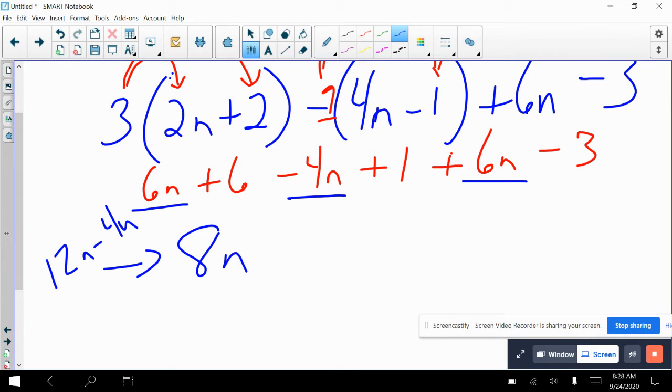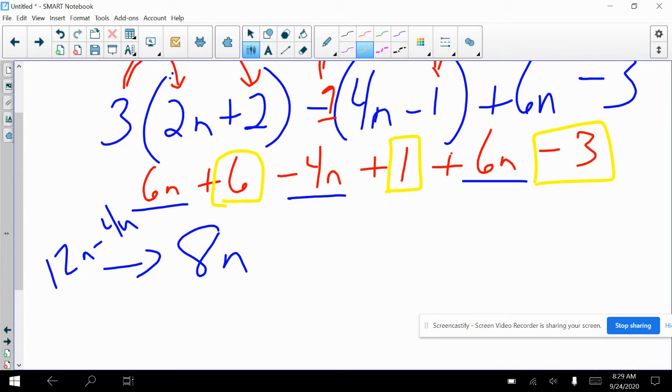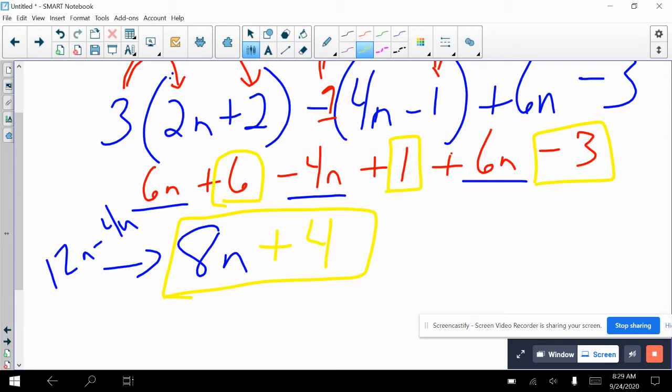Does that make sense? Right? It's just like what you have to kind of ignore is the n. Right? Just do the math. What's 12 minus 4? 8. Slap on the n. Right, now we have some other numbers. What are those other numbers called? Yes. Nice job, Mike. We have constants. What's 6 plus 1? Those are positive numbers. 7. What's 7 minus 3? That's a positive 4. That is your answer.